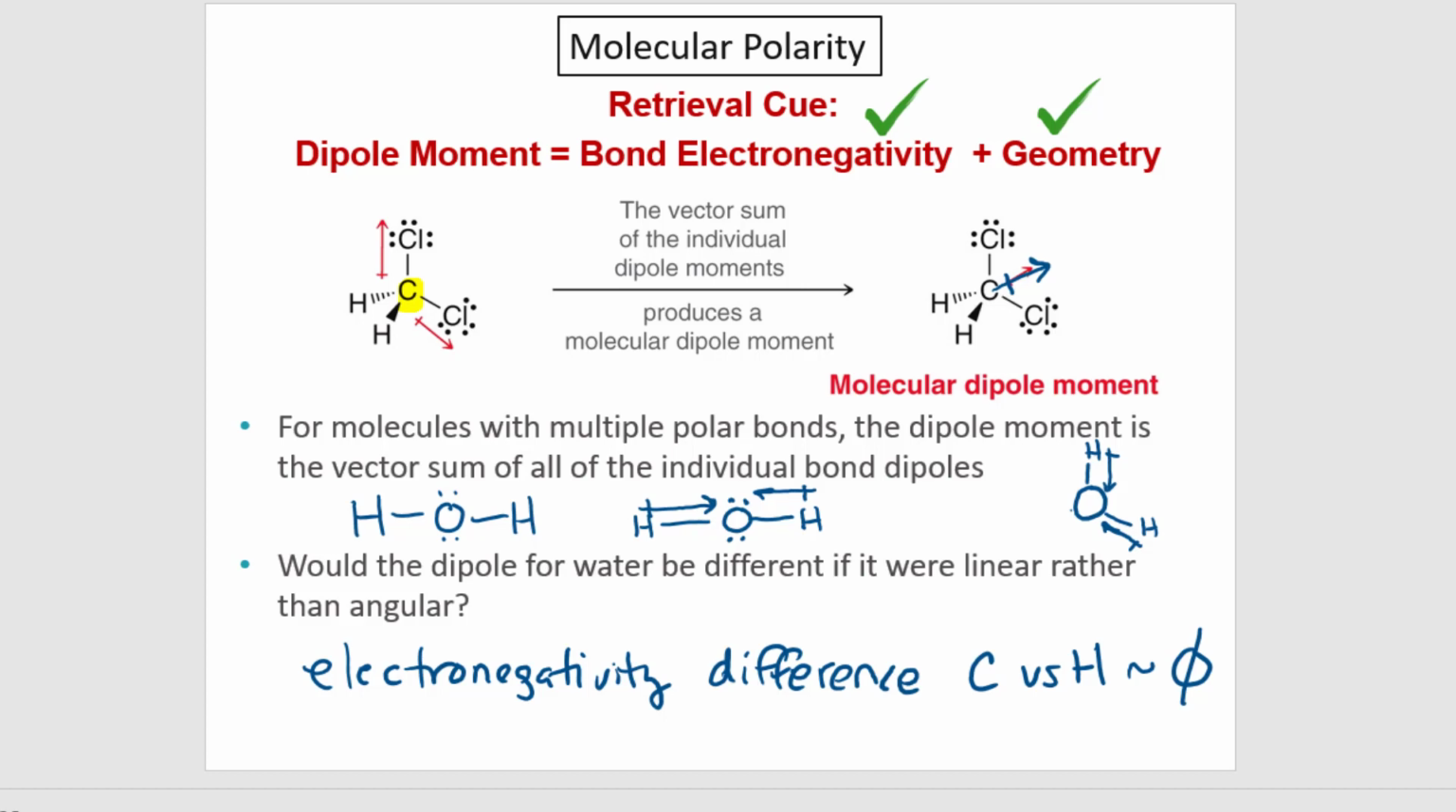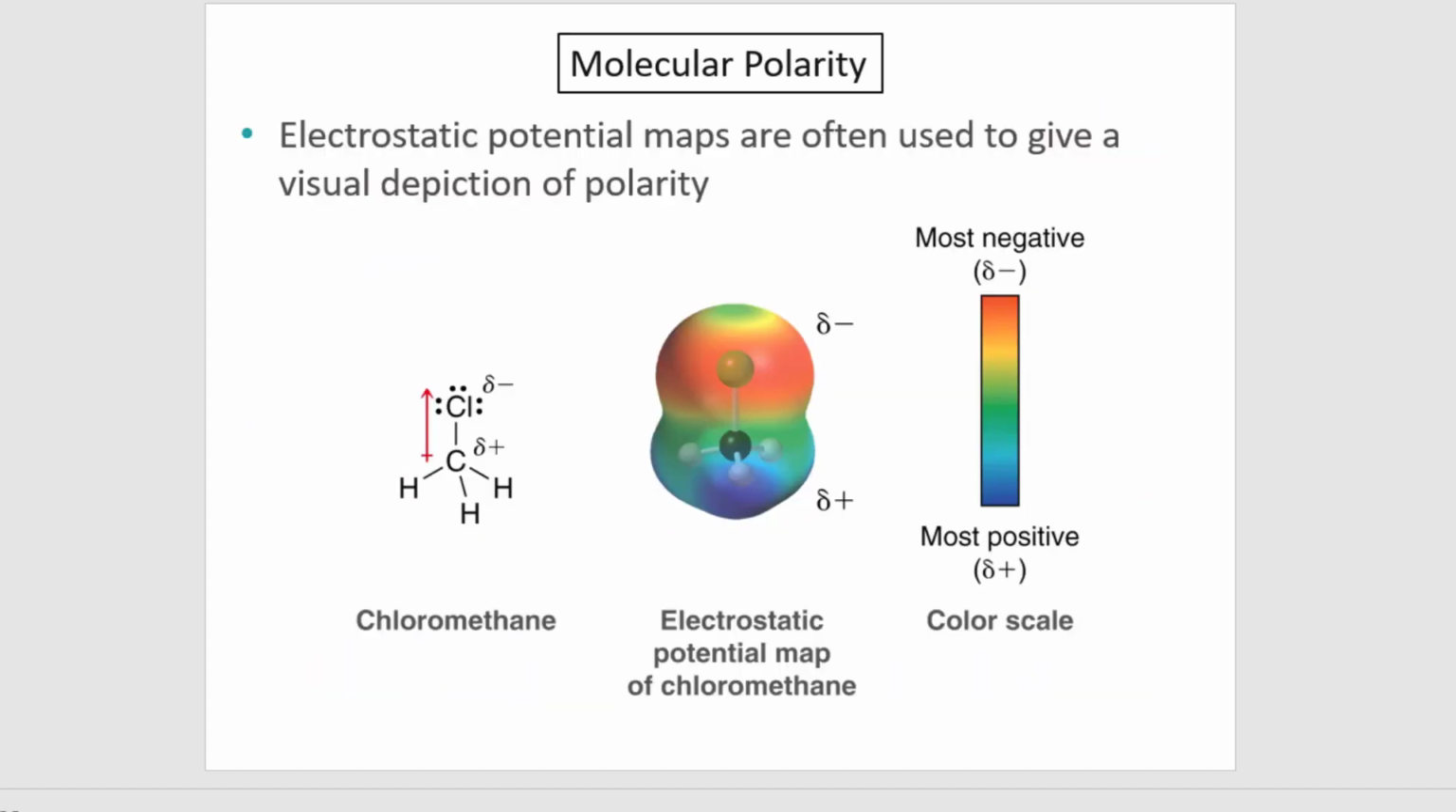Not exactly 109 as you saw, and I don't care that you memorize these little nuances, but roughly 109 degrees, but definitely not 180. So the vectors aren't going to cancel one another out. They're going to be additive. And so the overall vector dipole moment for water would look something like the red arrow. So you can see it's really important to consider the bond electronegativity as a vector, and around a central atom, you have to consider its geometry to get the overall vector, right? So the dipole moment.